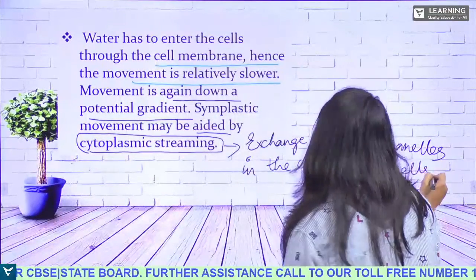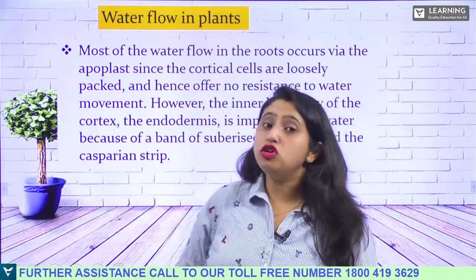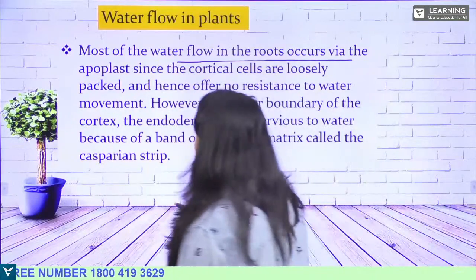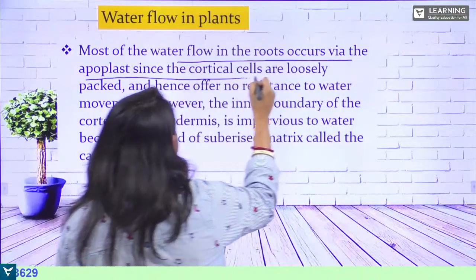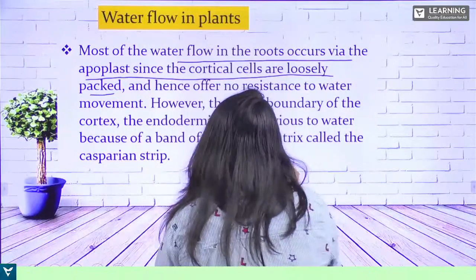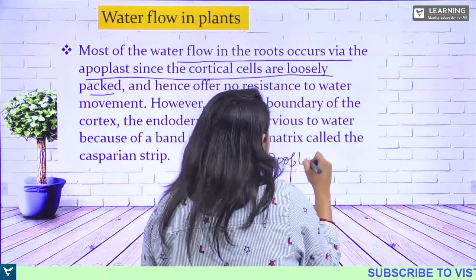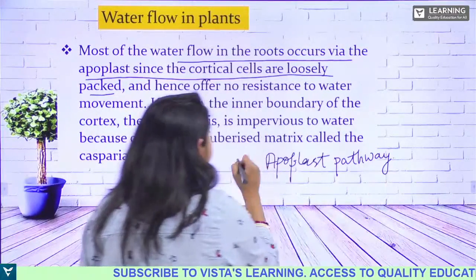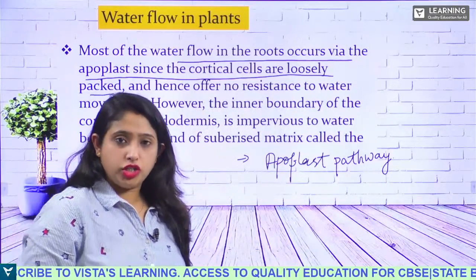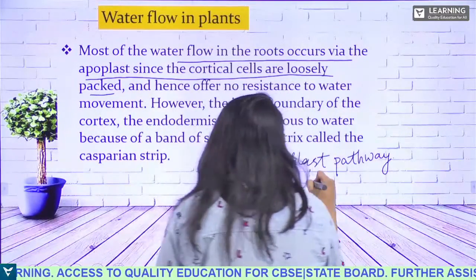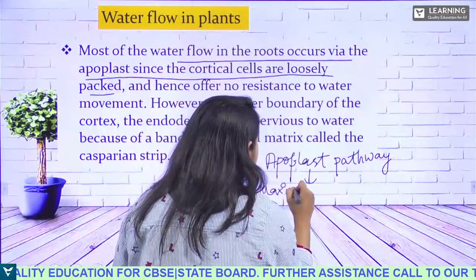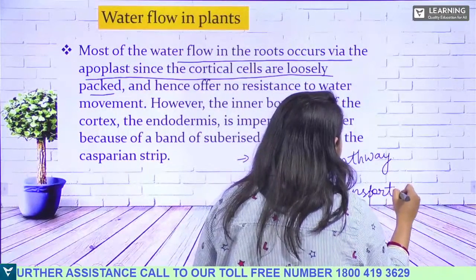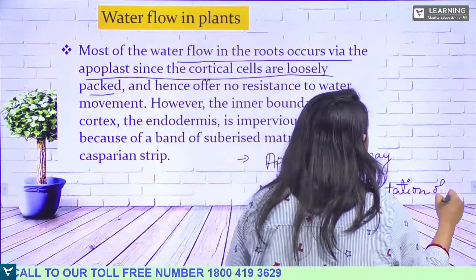Most of the water flow in the roots occurs via the apoplast, since the cortical cells are loosely packed. So the apoplast pathway is responsible for the maximum transportation of water.